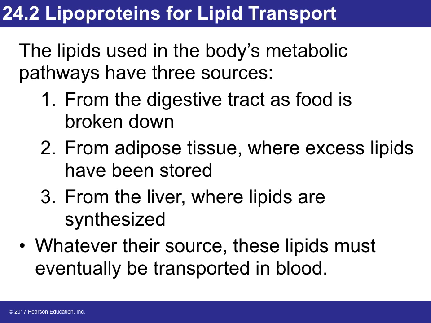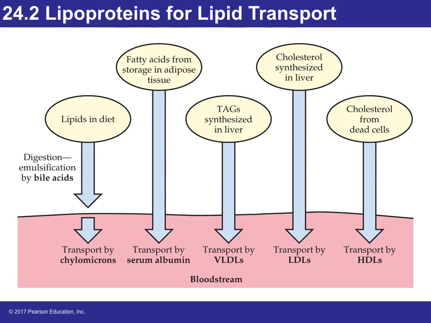Whatever their source, these lipids must eventually be transported in the blood to reach the cells and help in the production of energy. So looking at this, things you should memorize here: the lipids in the diet, fatty acids from storage in adipose tissue, the triacylglycerides synthesized in the liver, cholesterol also synthesized in the liver, and the cholesterol that comes from dead cells. You see at the bottom of that slide, this is the bloodstream, and that's the way they can be transported.